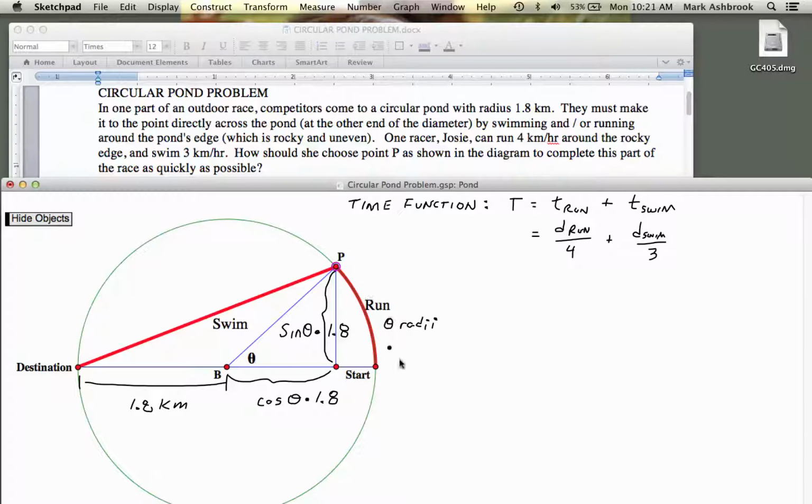And similarly, this arc length will be 1.8 times the number of radii that is. Okay, so we have this distance is 1.8 cosine theta, 1.8 sine theta, 1.8 theta. So then her distance run is this 1.8 theta. So now we're ready to write the time function. It is 1.8 theta over 4.